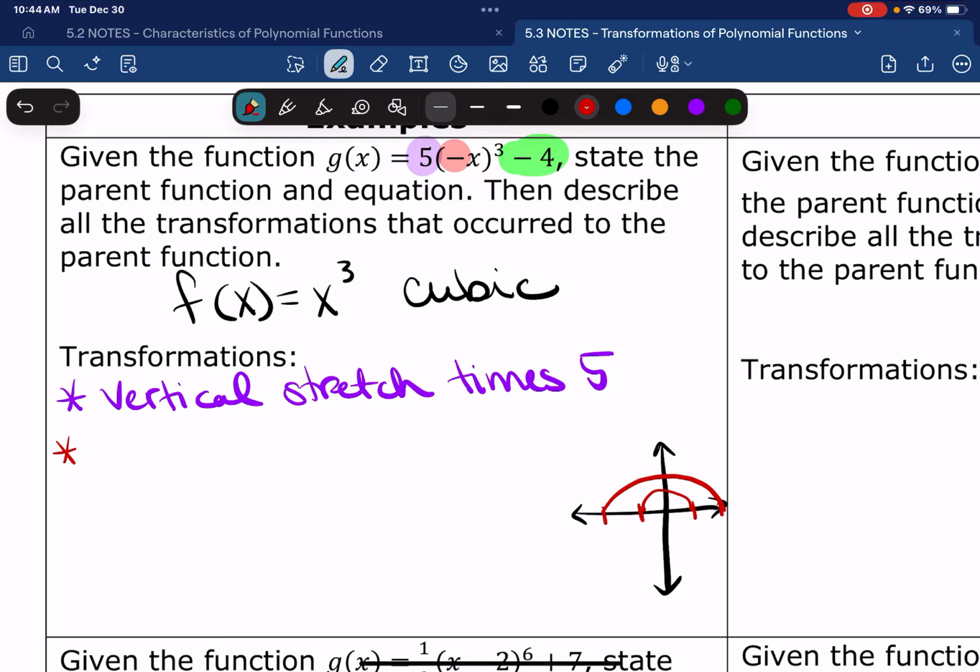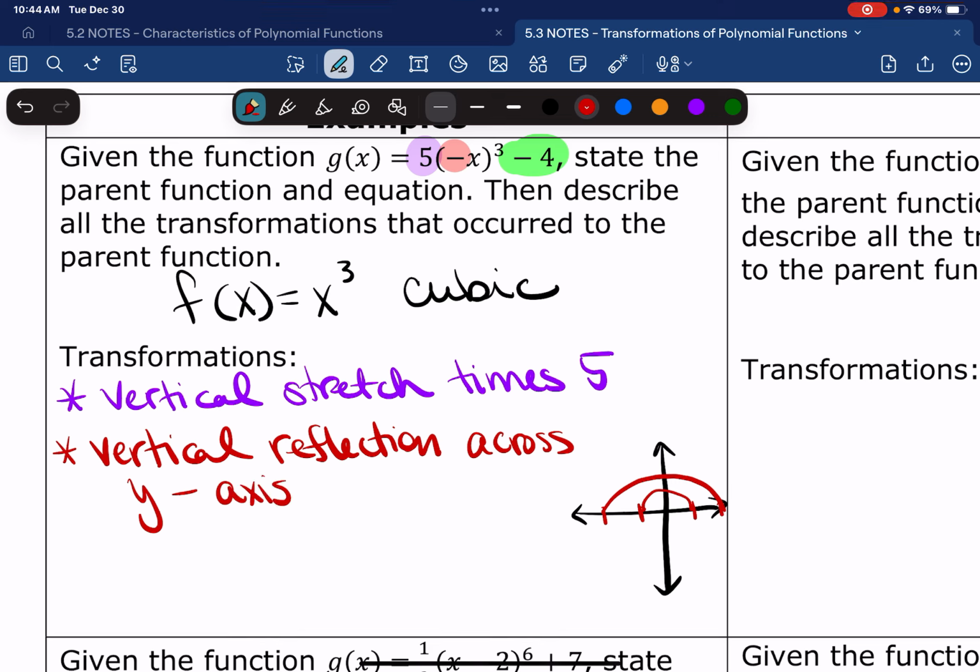You don't need to use the word vertical. This is a reflection across the y-axis.